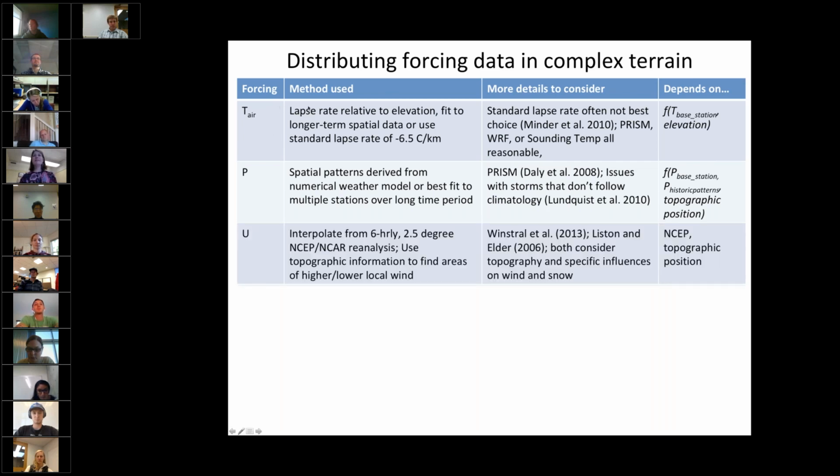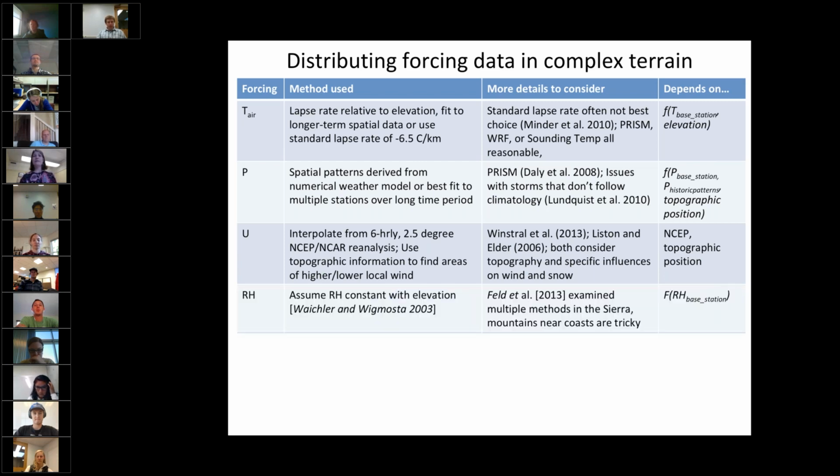For wind, same as before, you might want to downscale the wind with another model that considers topography and influences of topography on wind and snow. We're not going to get into that in this class, but I want you to be aware, again, of the references of what's out there.